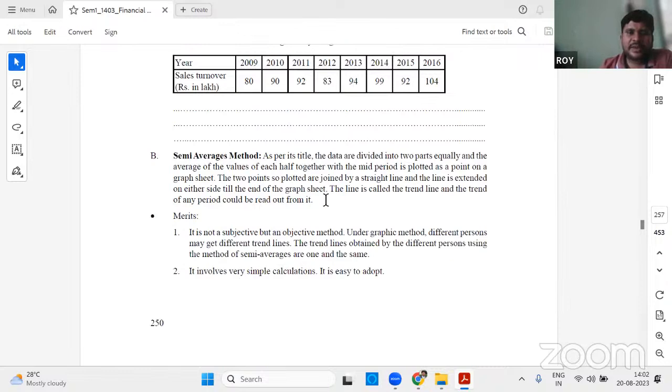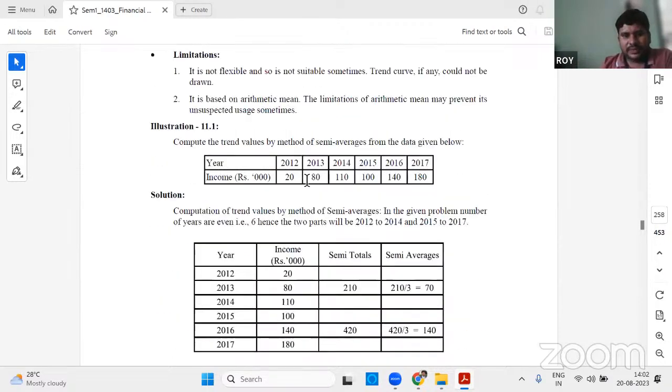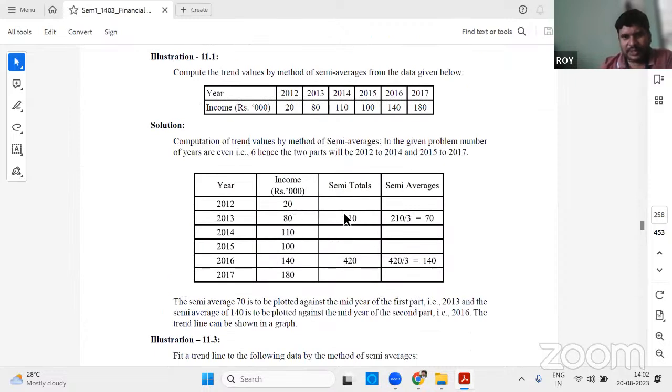Simply. The semi-averages method is also there. The data are divided into 2 parts. Yesterday, I think we discussed this. Semi-totals will be there, and semi-averages will be there. From the first 3, 1 part, and the next 3, the second part. And you get the semi-averages.